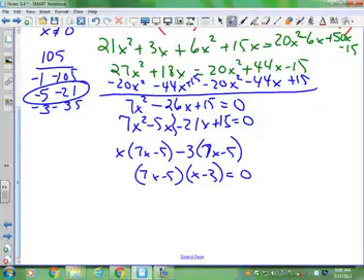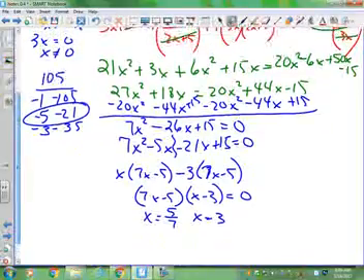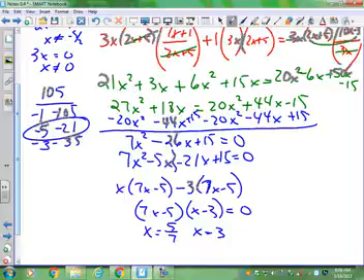Now when I set that equal to 0, x is going to be 5 over 7 and x is going to be 3. What were my restrictions? Well, my restriction was negative 5 halves and 0. I didn't get negative 5 halves and zero, so that's my 2 solutions.